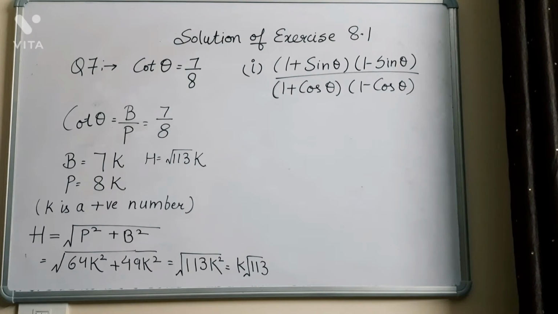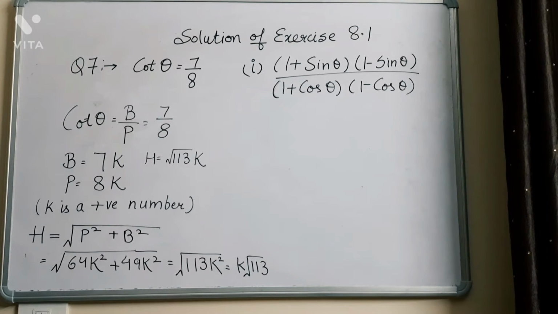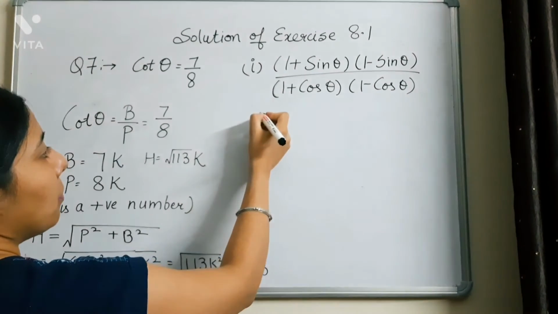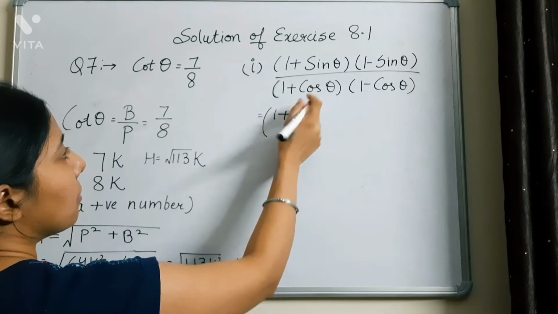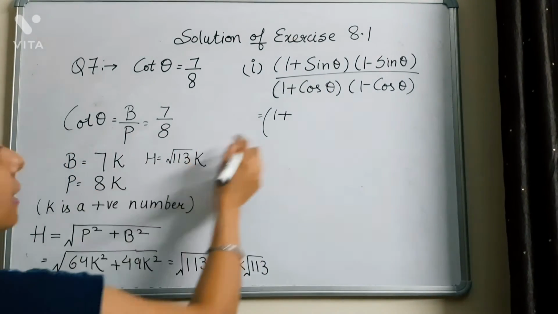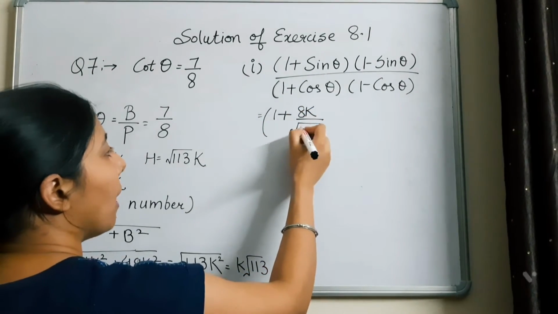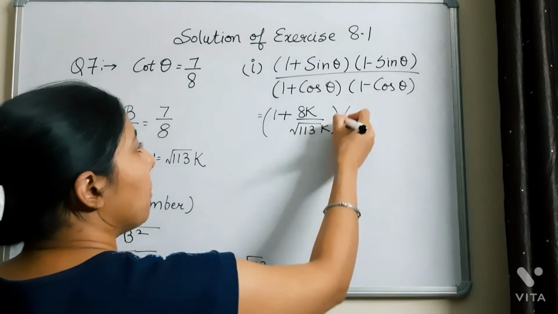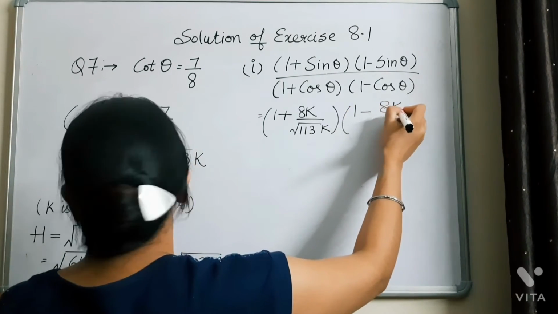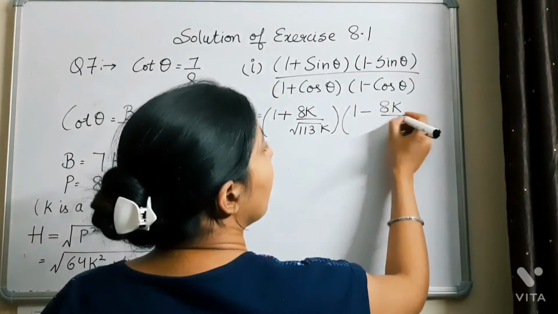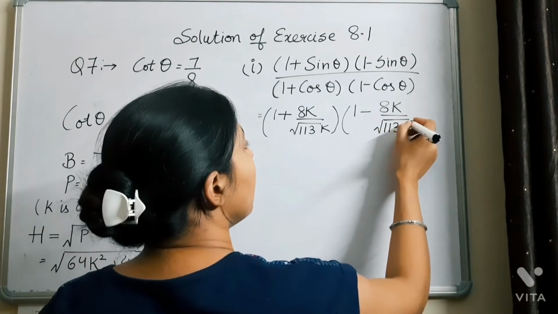Now you have to find the value of sine theta and cos theta. You know that sine theta is given by perpendicular by hypotenuse. So put the values here. 1 plus, for sine theta, perpendicular, that is 8k, upon hypotenuse, that came out to be under root of 113k, multiplied by 1 minus perpendicular, that is 8k, upon under root of hypotenuse, that is 113k.